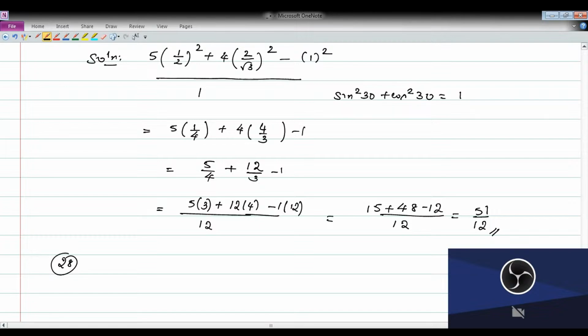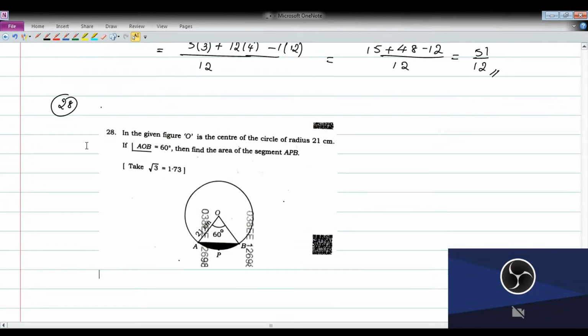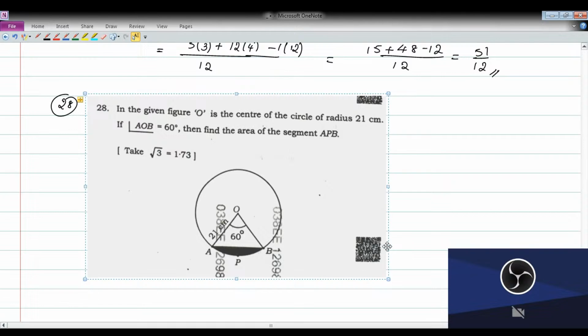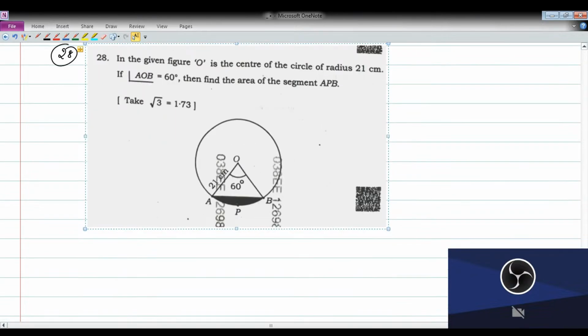So now I am going to take question number 28. The question number 28 is like this. In the given figure, O is the center of the circle and the radius is given. Radius is 21 centimeter.